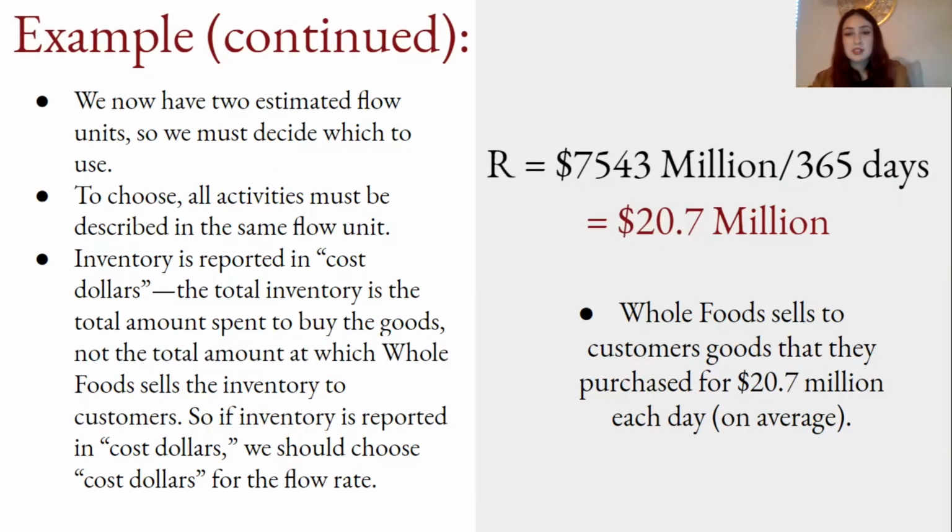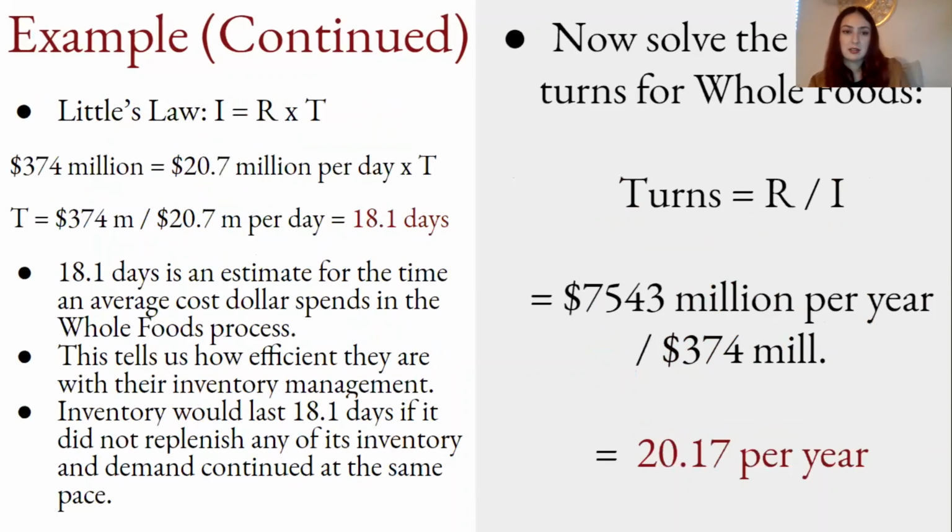So R equals 7,543 million, and we'll divide it by 365 days. That's going to give us 20.7 million. So what does that really mean? It means that Whole Foods sells customers goods that they purchased for 20.7 million each day, and that's based on average.